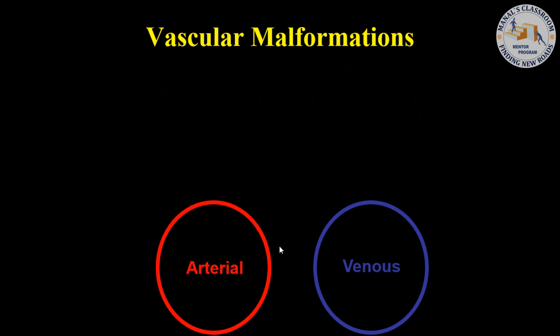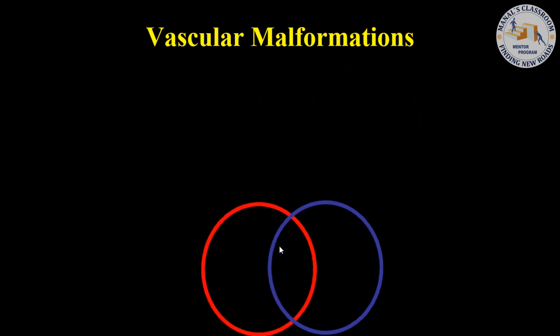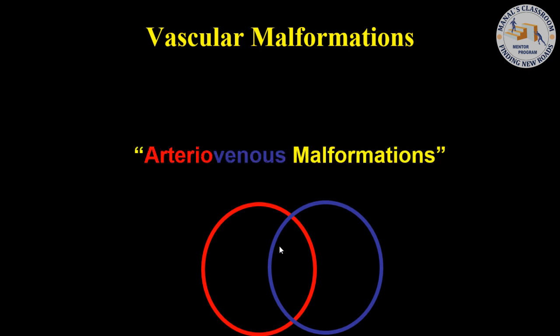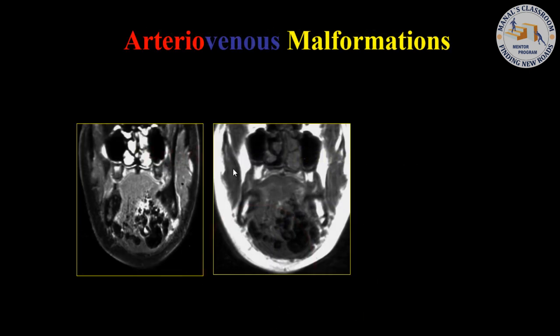Okay, now let's take it to the next level because you guys are so smart. Ready? Now what we can do is combine these two. So now you can have an artery and a vein, and this is what comprises an arteriovenous malformation. So what does an arteriovenous malformation look like? Well, we're all familiar with this. We see multiple enlarged flow voids.